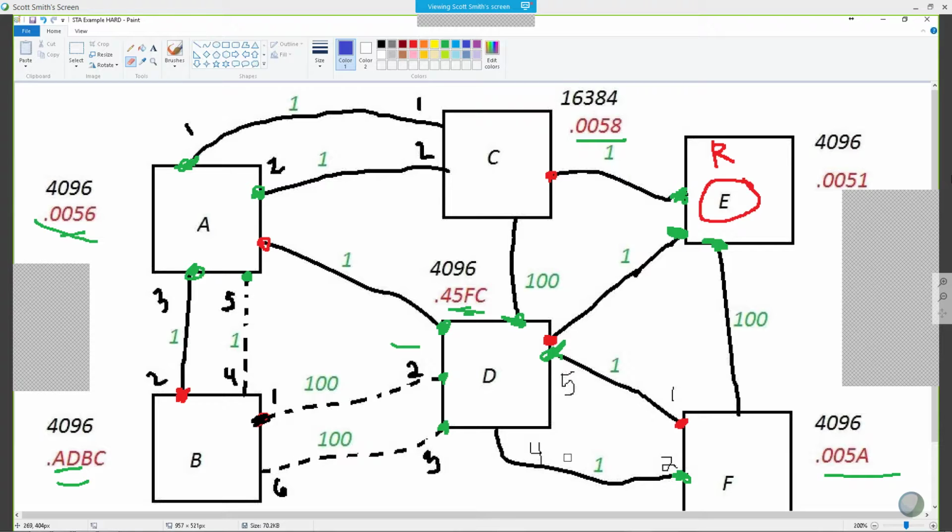This is a blocking port because everything left over is a blocking port. This is a blocking port. Not that top one, but the bottom one. So that line goes away. That's a blocking port, so that line goes away. These two are blocking ports, so these lines go away.